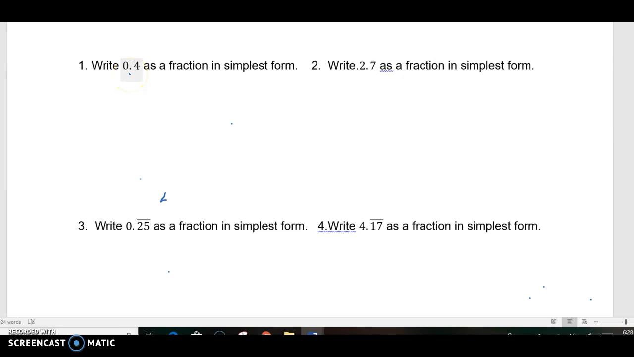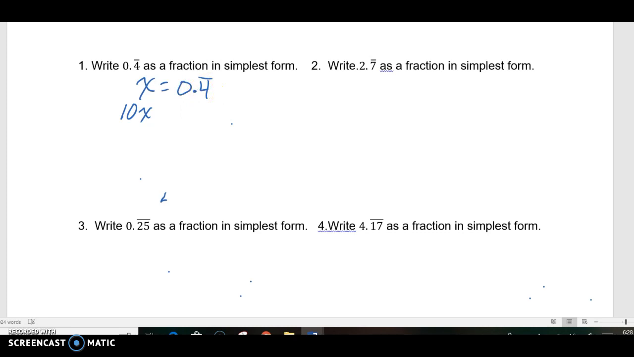We have 1 place that repeats. Let's actually start by first setting x equal to the original. So x is equal to 0.4 repeating. We have 1 digit that repeats, therefore we're going to multiply by 10 on both sides. So remember, what you do to one side, you have to do to the other.